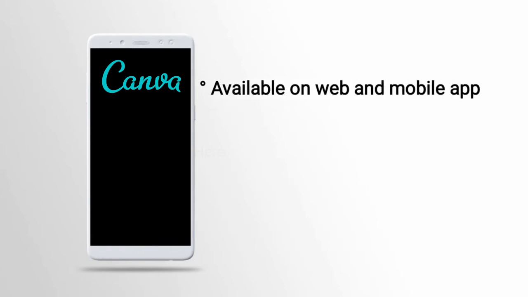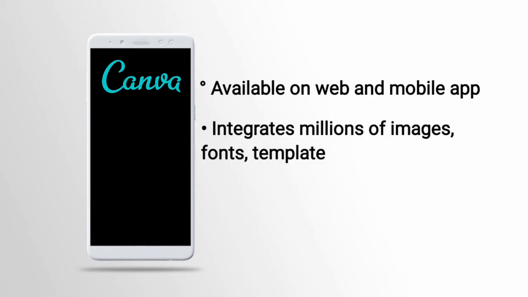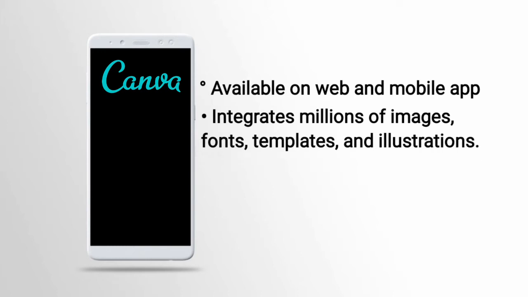Now, what is Canva? Canva is a graphic platform that allows users to create social media graphics, presentations, posters, and other visual content. What do I like about Canva? Well, first, Canva is available on the web and mobile, which means I have the option depending on what is more accessible to me or depending on my mood. Kasi nga, mood swing, diba? And second, Canva integrates millions of images, fonts, templates, and illustrations. Ang dami doon, guys. Ang dami yung pagpipilian.